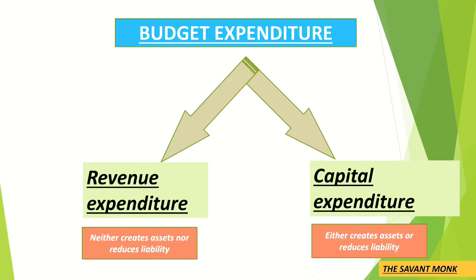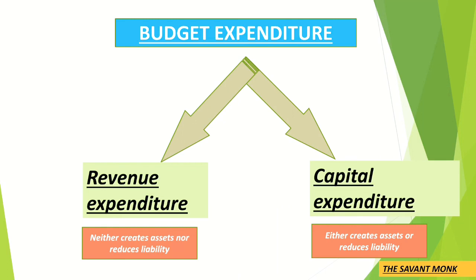Basically, revenue expenditures are those expenditures which neither create any asset nor cause reduction in liability. Neither creates any assets means, see, when we do expenditure, we either buy something, okay, buy some assets, all right, and when we do expenditure, we either give someone a loan, or we repay our loan, or we buy something for us. Similarly, the government also does these things.